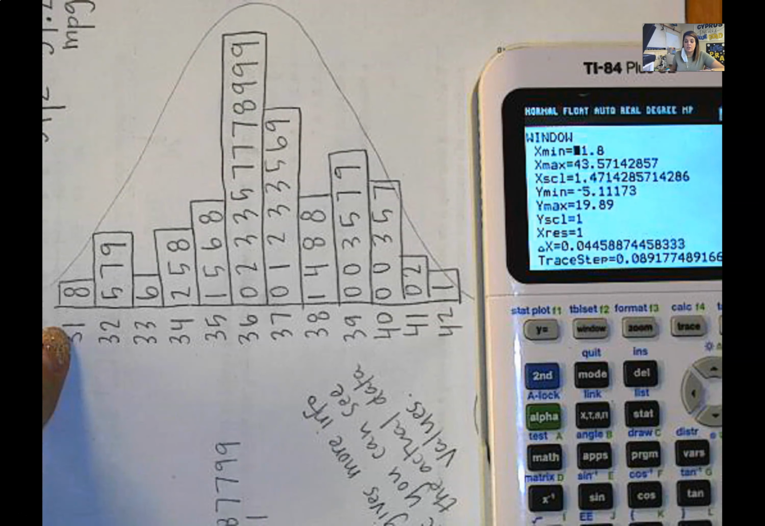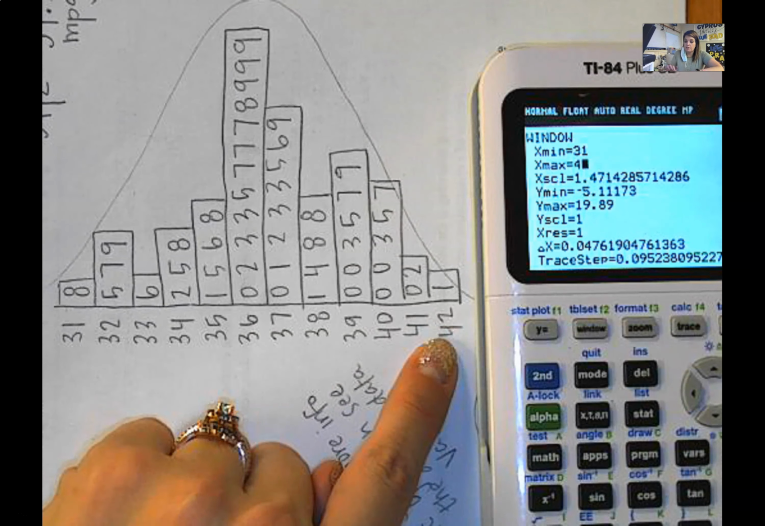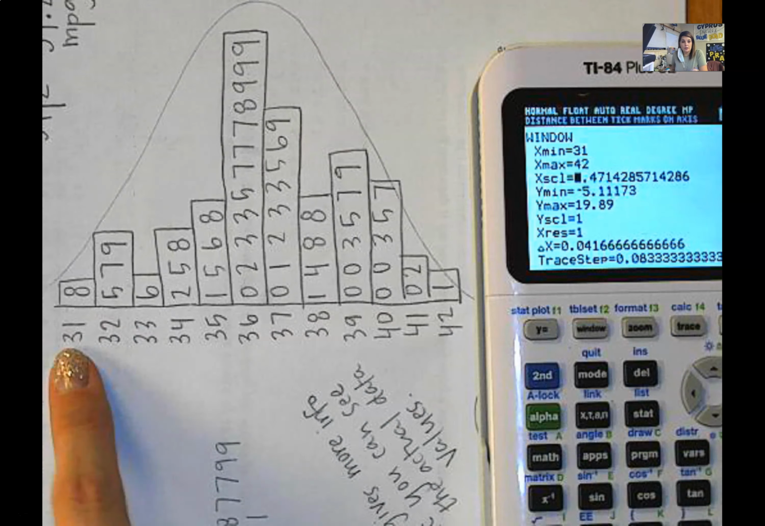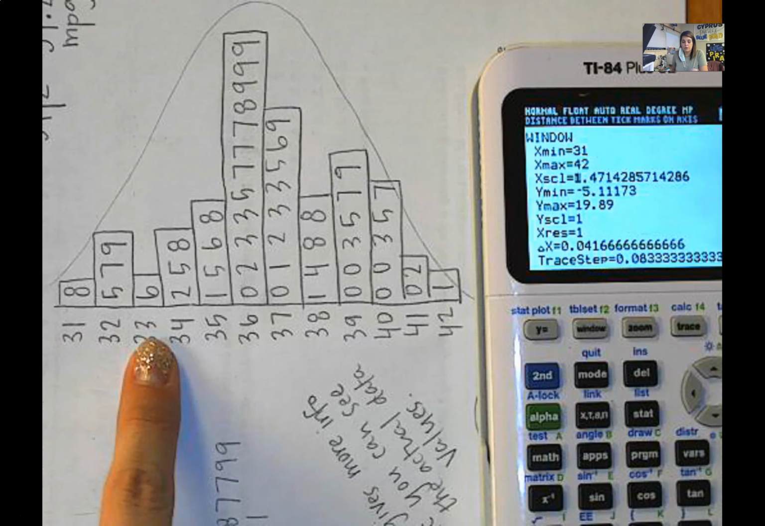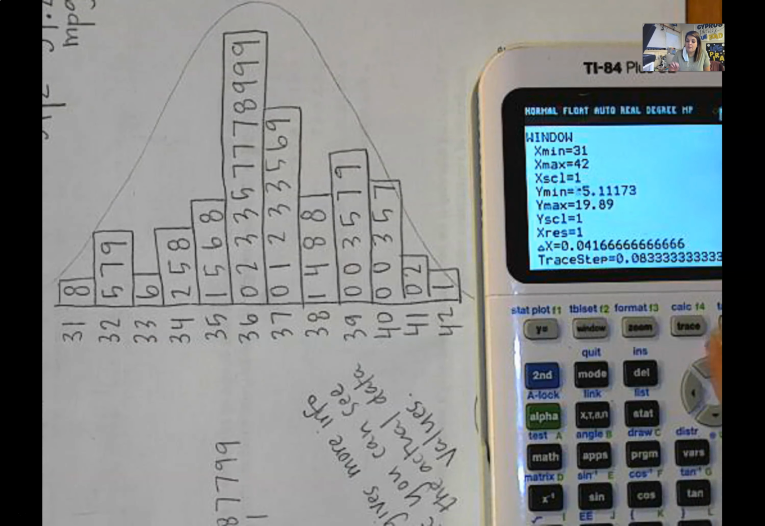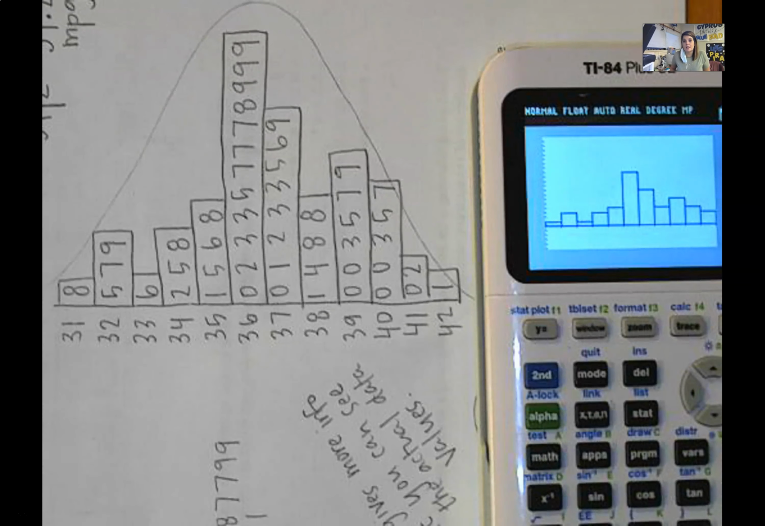So the key is you want to go to your window and you want to adjust your window. So on your stem and leaf plot, your minimum value is 31. So I'm going to change this X min to 31. My maximum X value was 42. So I'm going to change that to 42. And then each time I increased by 1. So 31, 32, 33. So I'm going to change my X scale to 1. If I hit graph now, I am going to get a histogram that looks like my stem and leaf.